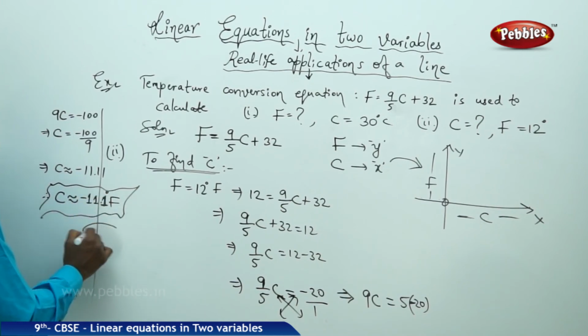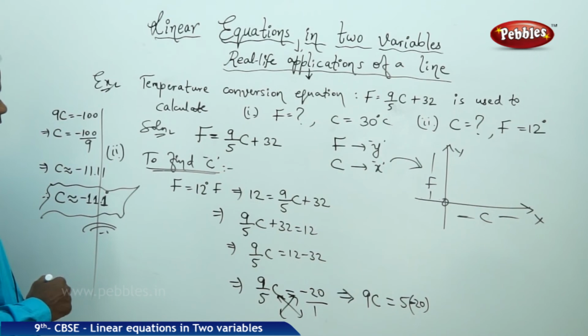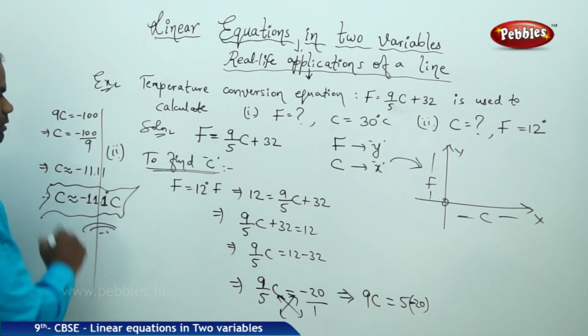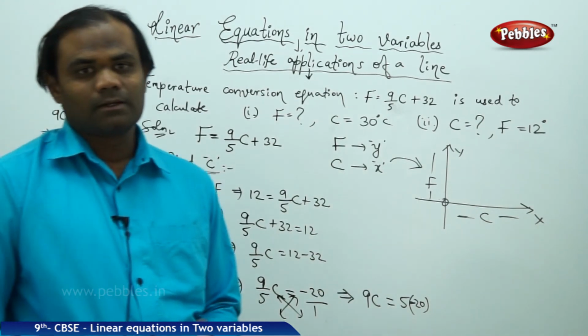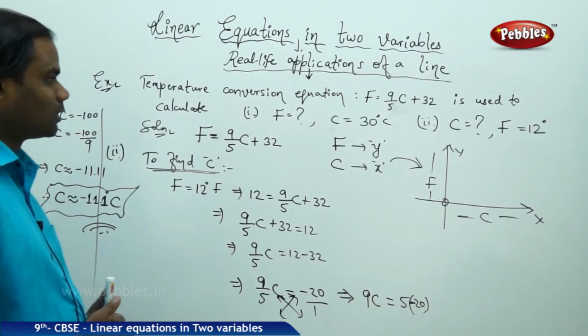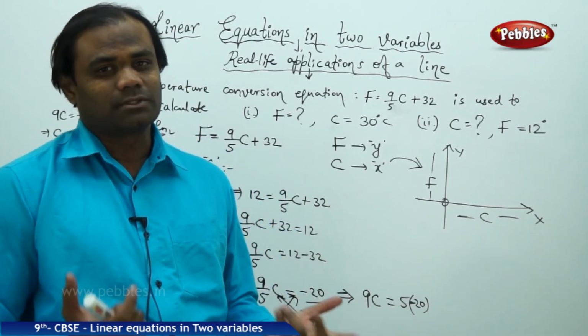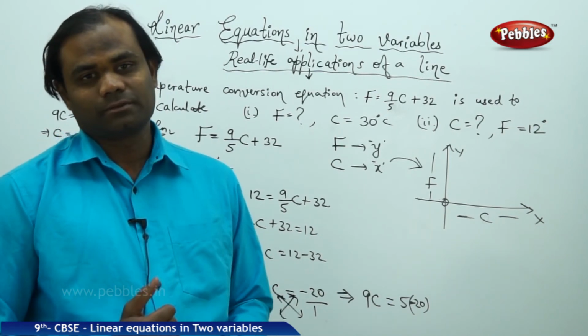This is how we understand the conversions as done through the Fahrenheit. So F equals 12 implies C equals negative 11.1. This is how we can find the values of the temperature conversions using the linear equation.